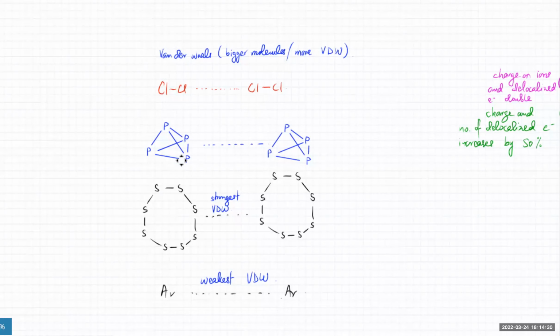So that's a Cl2 molecule. This is a P4 molecule. This is an S8 molecule. Sulfur is in the form of an S8 molecule. And argon is monoatomic. So van der Waals forces किस पर depend करती हैं? The bigger the molecule, the more the van der Waals forces, right? So van der Waals forces, they all depend on the size of the molecule. So what happens in this case is sulfur has the greatest van der Waals forces because it's the biggest molecule. And argon, it's a monoatomic gas, so it has the weakest van der Waals forces.